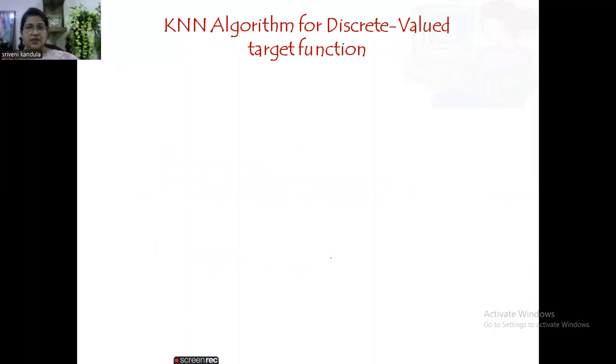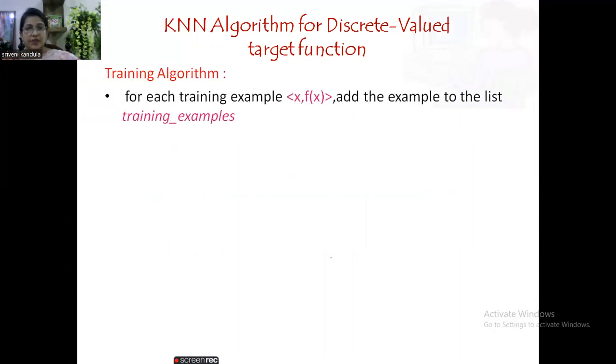So first let us see the KNN algorithm for the discrete valued target function. Later on we will see it for the real valued target function as well. First let us see the discrete valued target function. Here the algorithm contains two parts, the training part as well as the classification part.